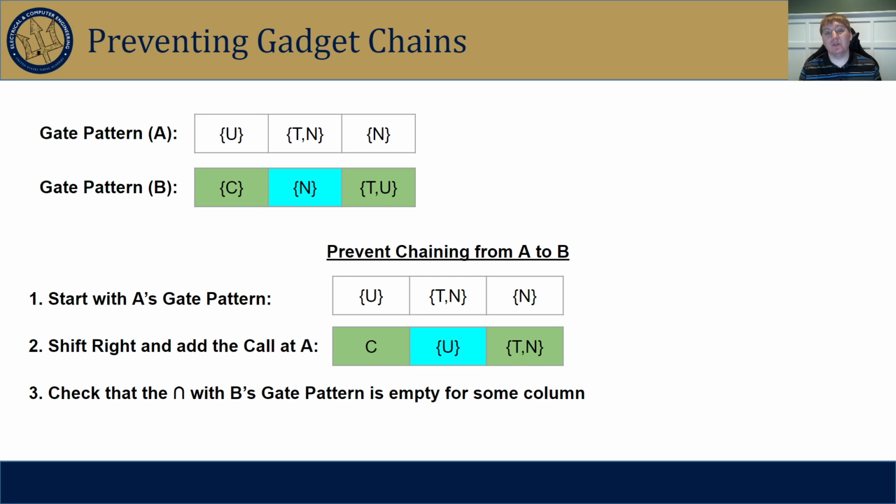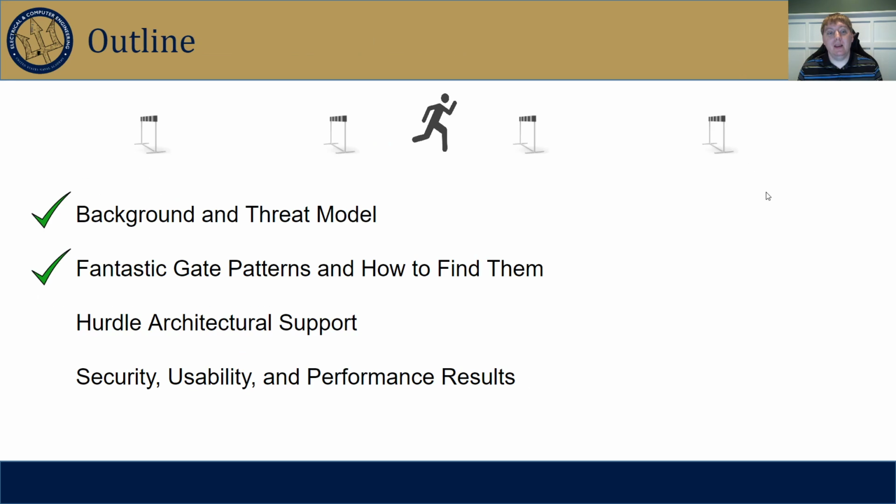There are cases where, of course, all of these match. There's no empty intersection, and we discuss how we handle that in the paper using synthetic branches, but it's a little too in-depth to cover in a 20-minute presentation, so please see the paper for more details. So that's how gate patterns work and how we find them.